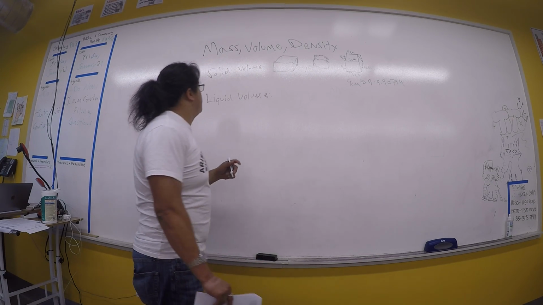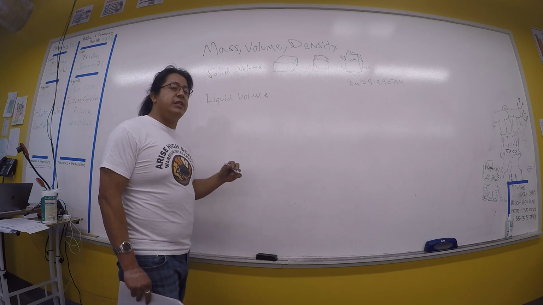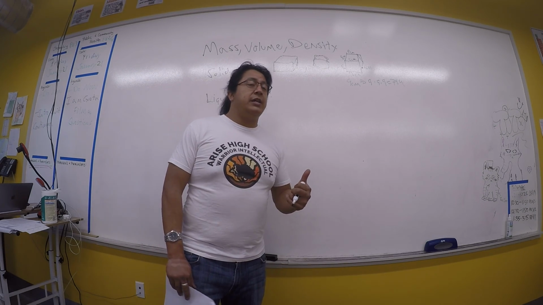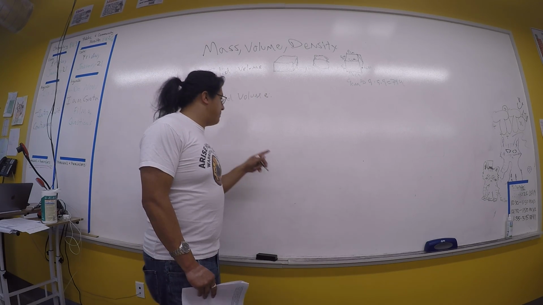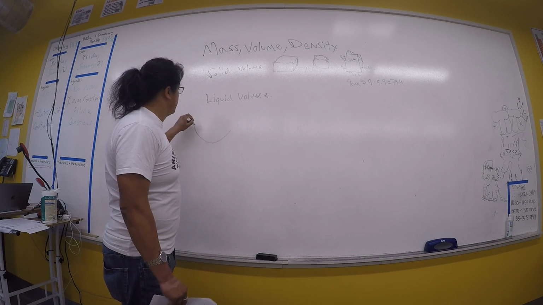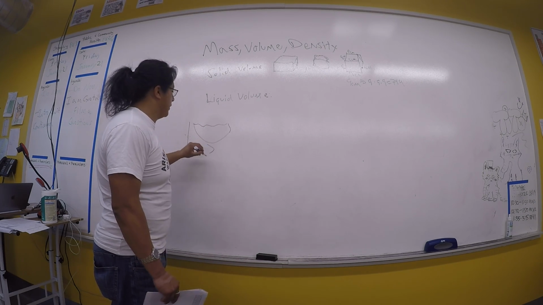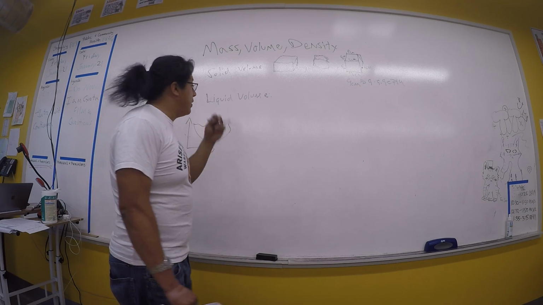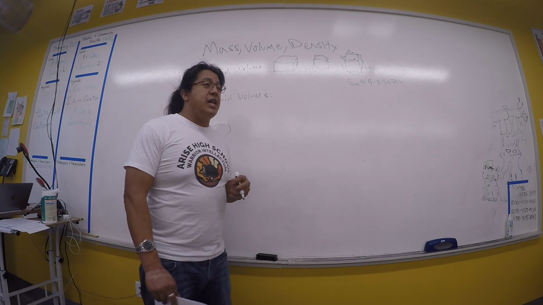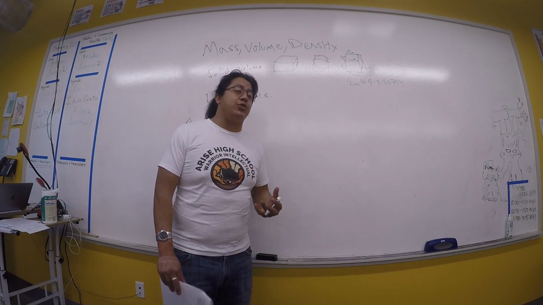To find a liquid volume, it's very difficult. Usually you have to measure it, because if you have a puddle of water, it's kind of hard to do the dimensions of a puddle of water. So what we do for liquid volumes is it's a lot easier to measure them.